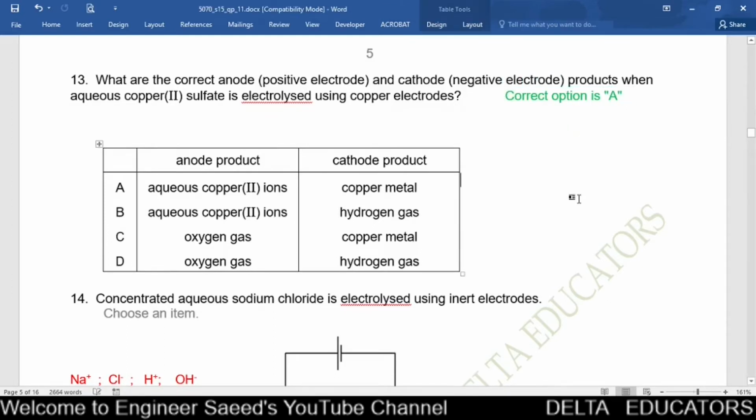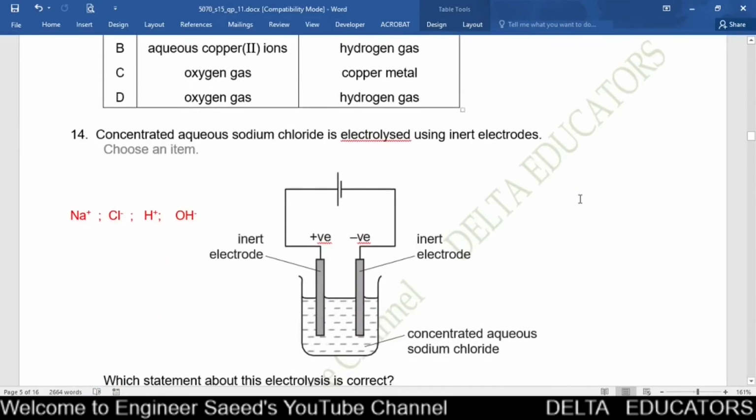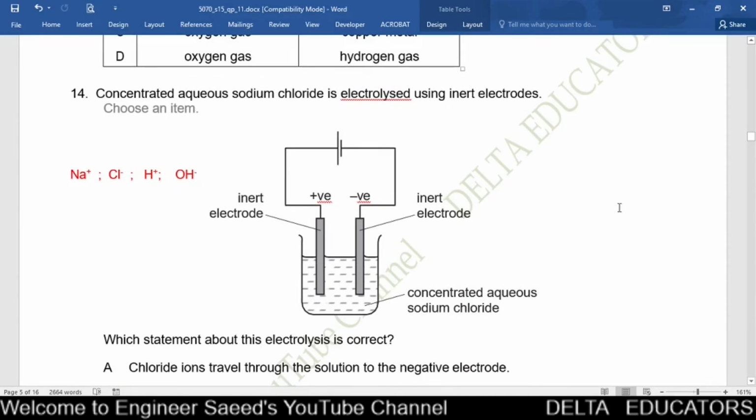Question number 14. Concentrated aqueous sodium chloride is electrolyzed using inert electrodes. Which statement about the electrolysis is correct? Here we have concentrated aqueous sodium chloride. Aqueous sodium chloride means here we have sodium ion, chloride ion, hydrogen ion and hydroxide ion.